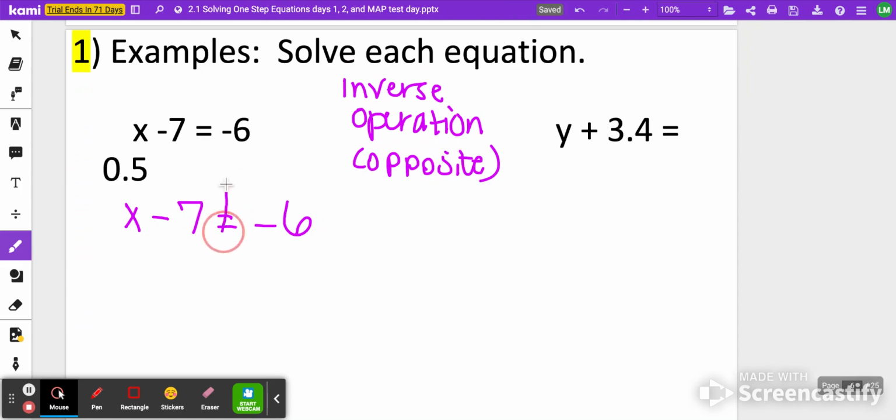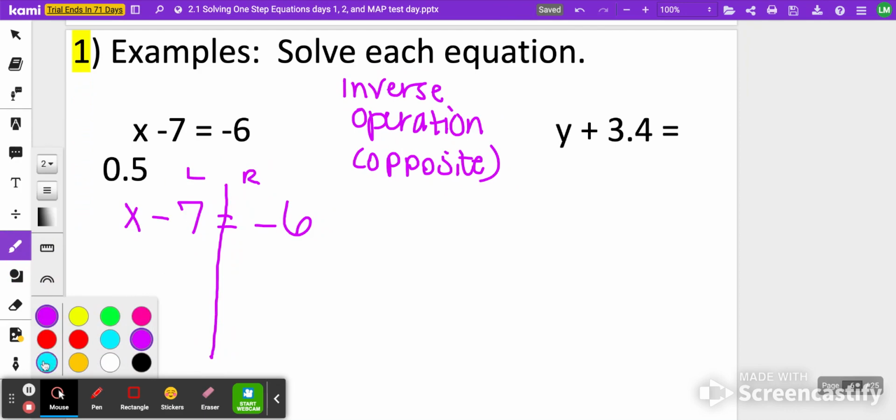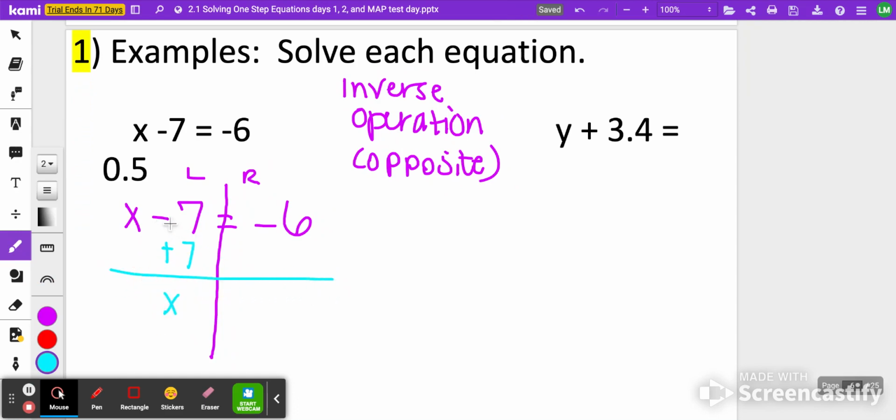What we'll do first is put a line through our equal sign to give us a left and a right side of the equation. Since I see minus 7 over here, I'm going to show the opposite, which would be an addition of 7, because what I really want is for X to be all by itself. Since I showed addition on the left side, I will also show addition on the right side, because remember that's the addition property of equality.